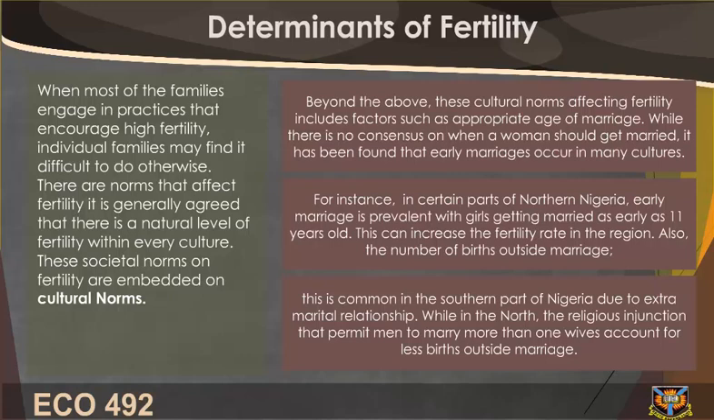While there is no consensus on when a woman should get married, it has been found that early marriages occur in many cultures. For instance, in certain parts of northern Nigeria, early marriage is prevalent, with girls getting married as early as 11 years old. This can increase the fertility rate of the region. Also, the number of births outside marriage. This is common in the southern part of Nigeria due to extramarital relationships, while in the north, the religious injunction that permits men to marry more than one wife accounts for fewer births outside marriage.